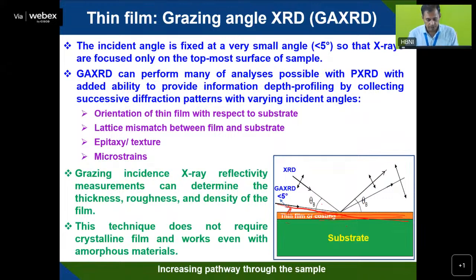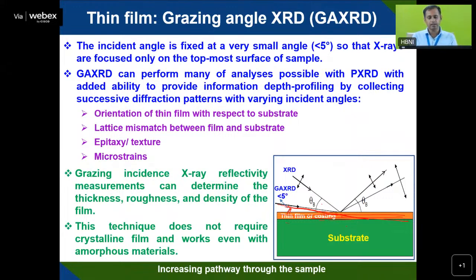Grazing angle XRD can be performed for many analyses, like normal powder diffraction. Those things are possible in this also, and you can get depth profiling, which is not possible in conventional XRD or powder XRD, by collecting successive diffraction patterns in each layer. So for a layered structure, you can get information about the orientation of the thin film with respect to the substrate, the lattice mismatch between film and substrate, and epitaxial growth. And if you have strain, you can see how the strain builds up in the thin film, and how that strain affects the shifting of your peak to a lower angle or higher angle.